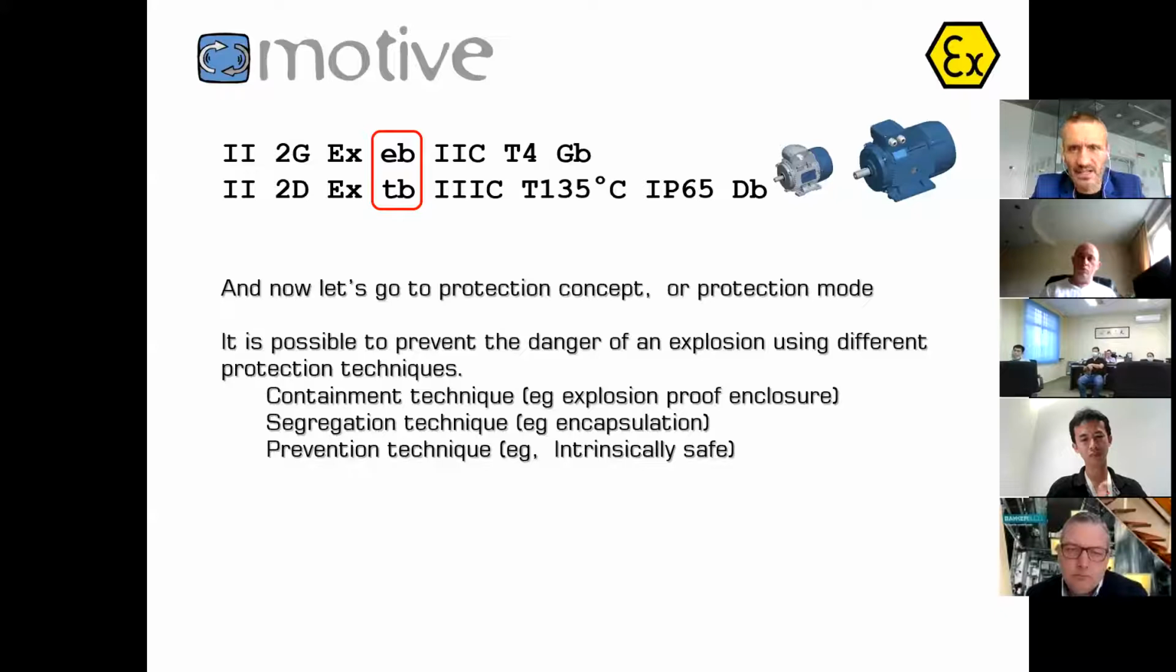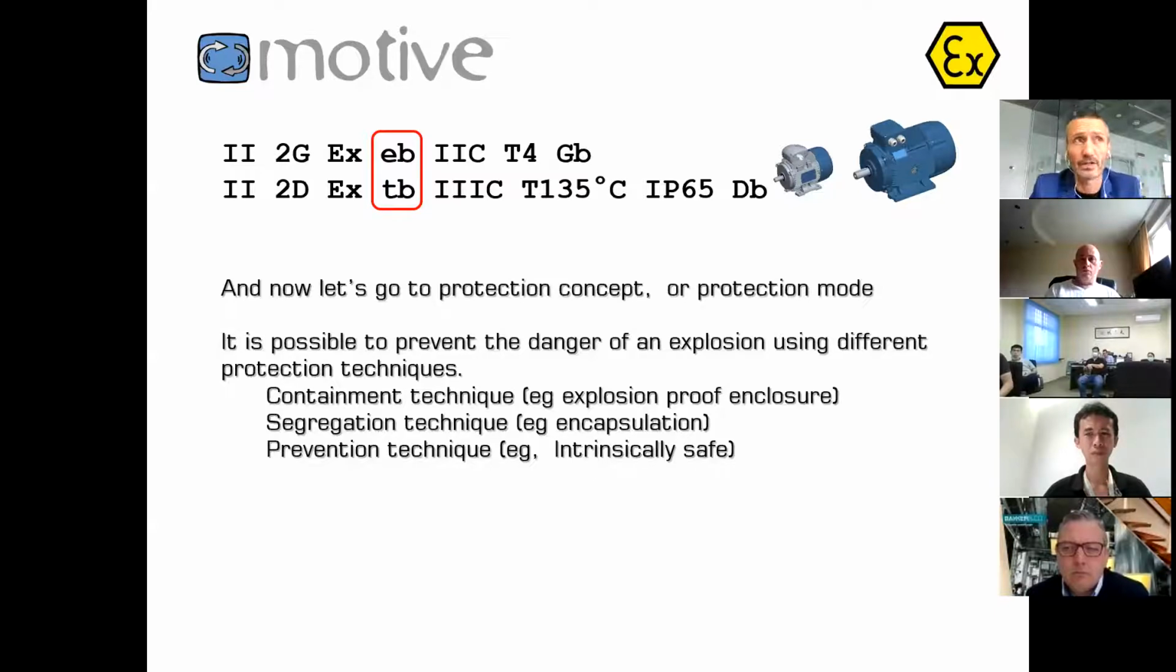In fact, there are different ways and protection techniques, as I told you. There is the technique of containment, which means that if an explosion occurs, the explosion is kept inside the product, inside the enclosure. These products are normally made in cast iron, not always, but normally, and they are heavier. If an explosion occurs, it doesn't go out. It doesn't go into the atmosphere. Another way is segregation or encapsulation.